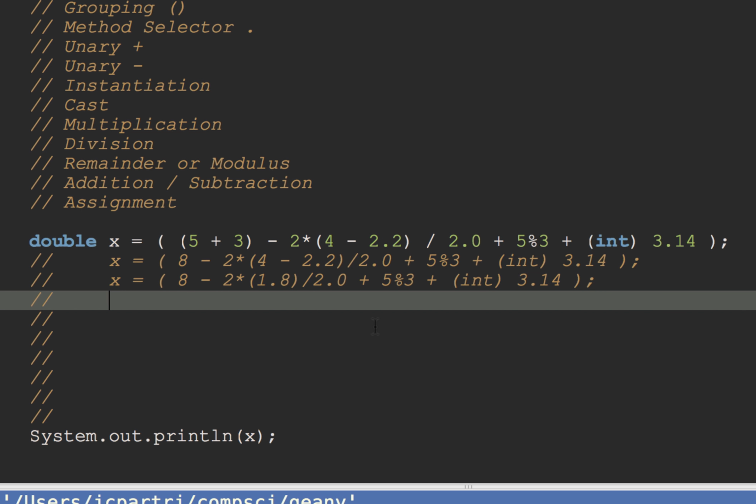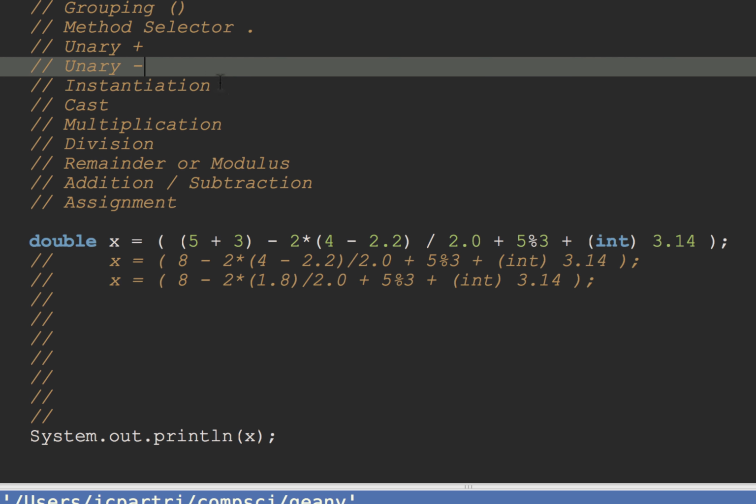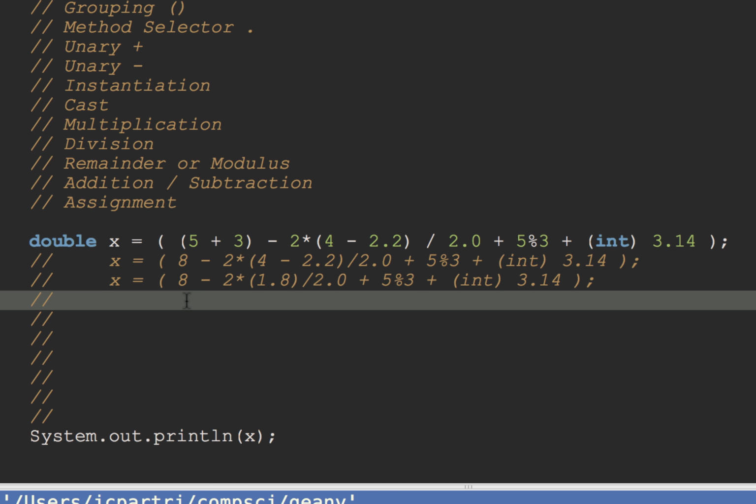All right. Now, the entire expression is in a grouping, but because it's the entire expression, we don't have to consider that grouping. All right, so do we have any method selectors? No, we don't have any unary addition or unary subtraction. We don't have an instantiation, but we do have a cast. Do you remember what's going to happen with the cast? It's going to drop the decimal part of the cast, and it's going to keep just the integer, so plus 3.